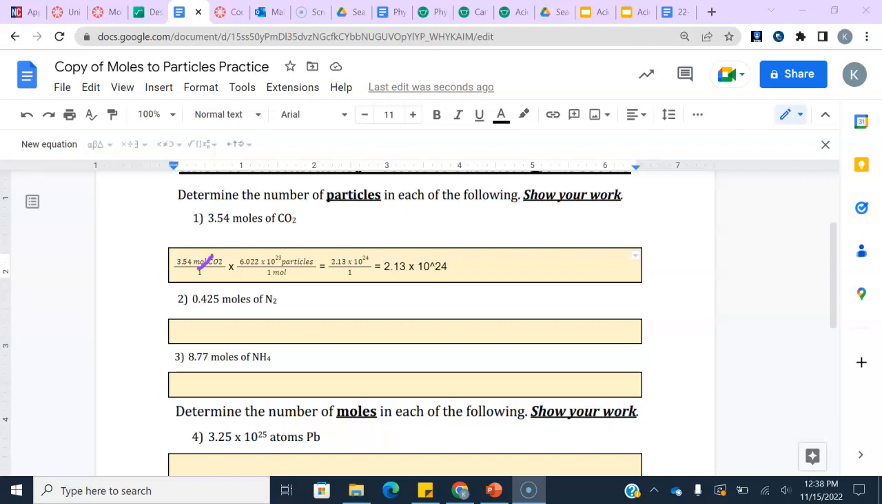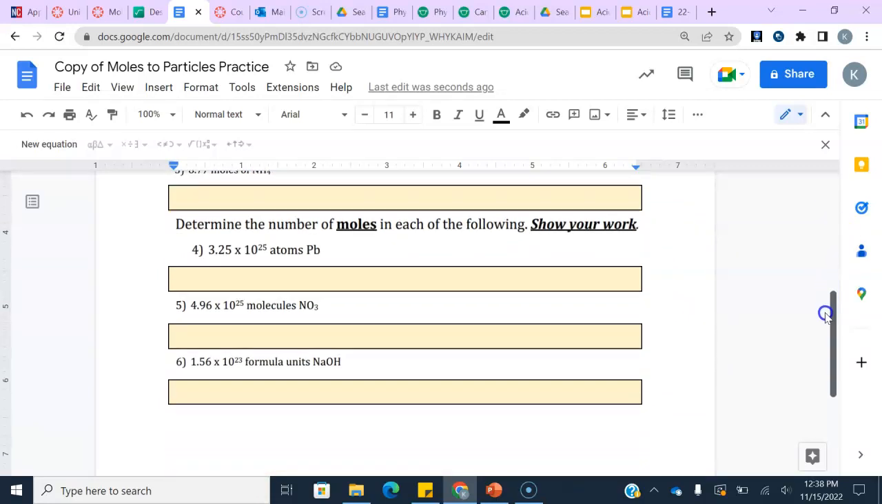But just to help us visualize, the moles have disappeared, so our unit here would be particles. Okay, so the moles got eliminated. In chemistry, we never want any naked numbers, so I'm going to add my units. So this means that in 3.54 moles of CO2, there are 2.13 times 10 to the 24 particles. Okay, and that's that one. So use this example to help you do 2 and 3, and now let's go the opposite direction.